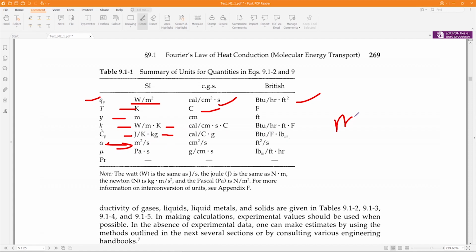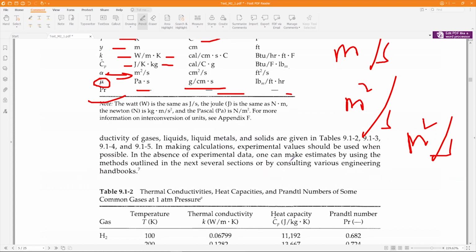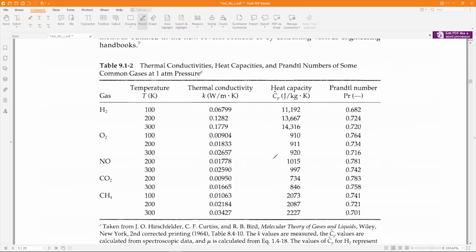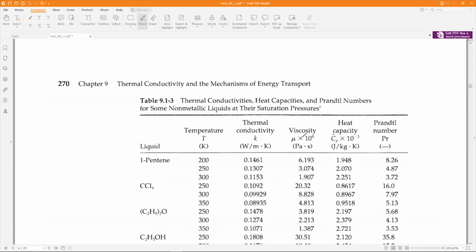Thermal diffusivity will be in meter square per second. Momentum diffusivity is meter square per second. Mass diffusivity is meter square per second. They all are the same. This is dynamic viscosity. Dynamic viscosity is Pascal second or kg per meter second. In CGS it is gram per centimeter second. And Prandtl number is dimensionless. No units.